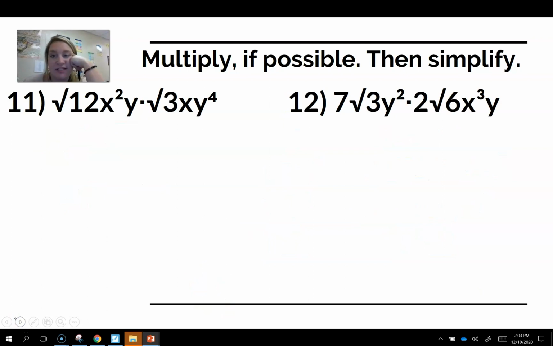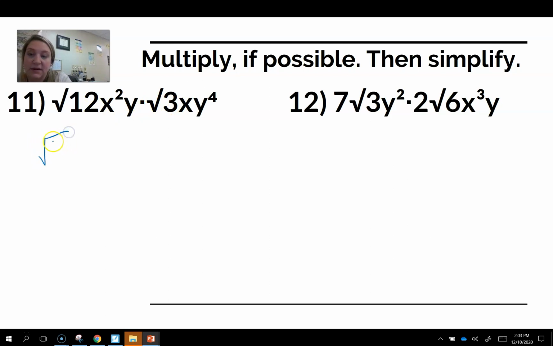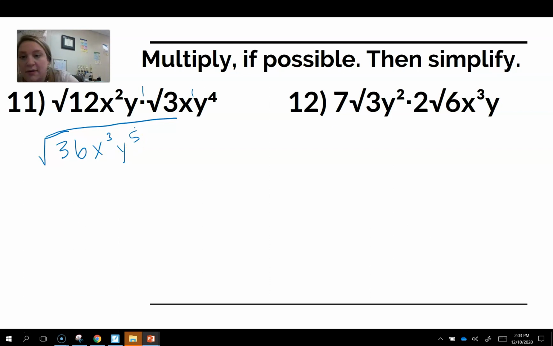Number 11, we have the square root of 12x squared y times the square root of 3xy to the 4th. They are both square roots, so we can move forward with this problem. I'm going to multiply what I have, so 12 times 3 is 36. X squared times x to the power of 1 is going to be x cubed. Y to the power of 1 times y to the power of 4 becomes y to the power of 5.